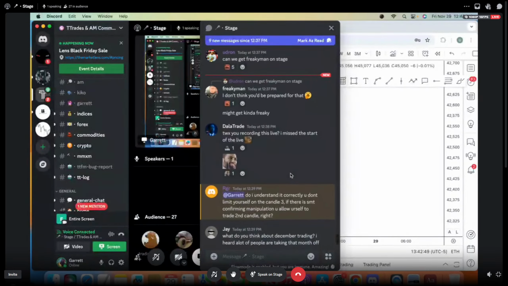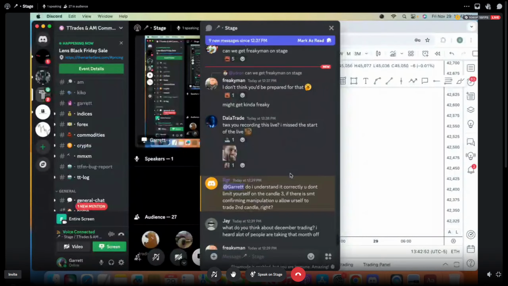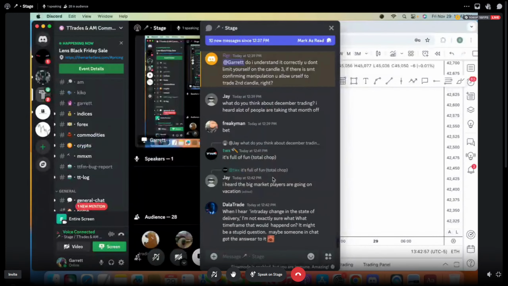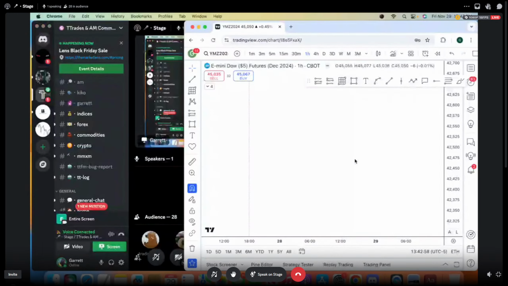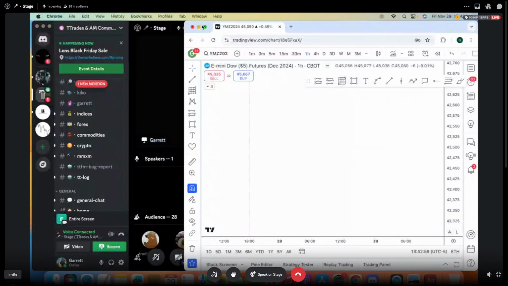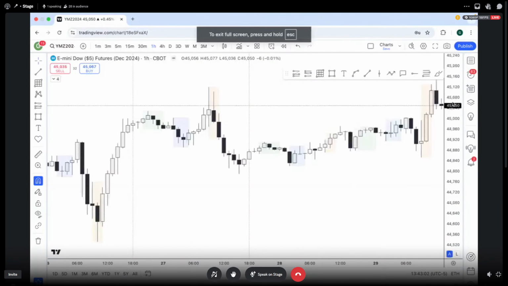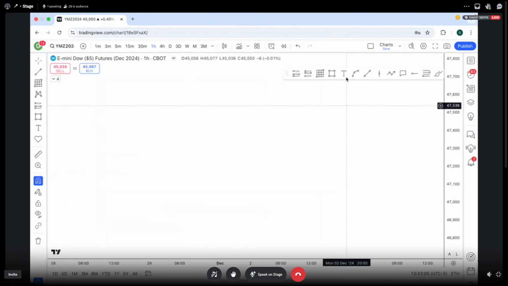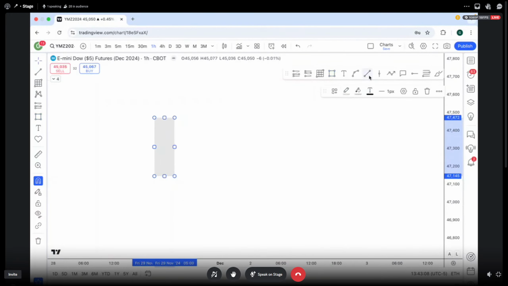If you understand it correctly, you don't limit yourself to the third candle. If there is SMT manipulation, you allow yourself to trade the candle. Yeah, this is how I trade the candle too. There are two ways a reversal can form. Like this, the one we've all seen. Or like this. It's almost an indecision.